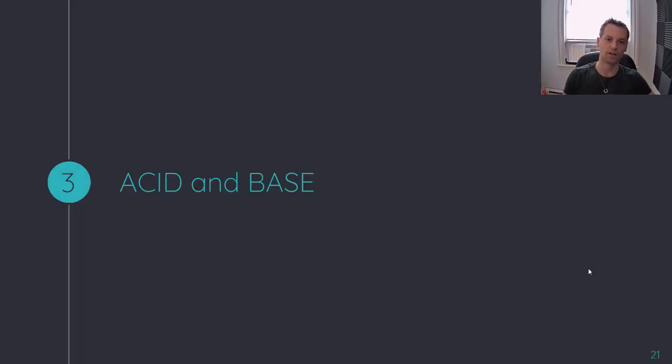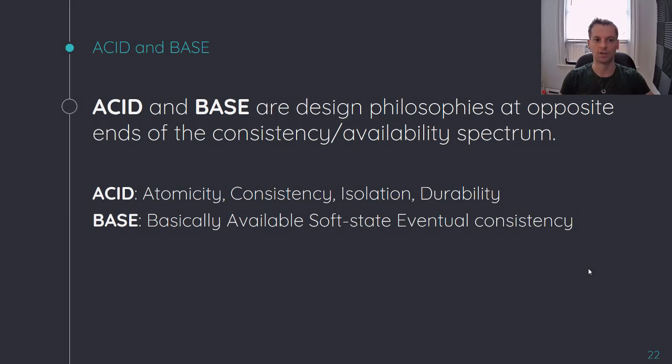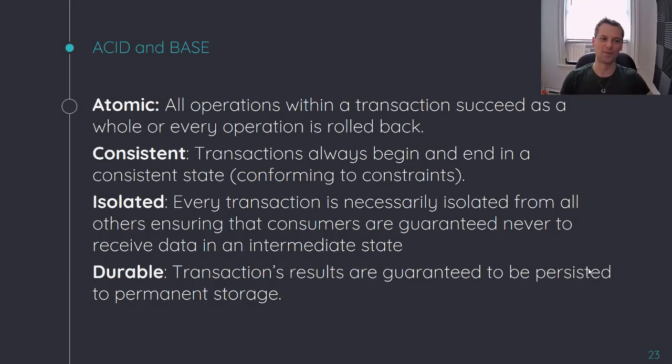So moving on, let's talk about ACID and BASE. ACID and BASE are design philosophies at opposite ends of the consistency and availability spectrum. ACID stands for atomicity, consistency, isolation, and durability. BASE stands for basically available, soft state, eventual consistency. Take a guess which one came first. So atomic means all operations within a transaction succeed as a whole, or every operation is rolled back, basically transactions.